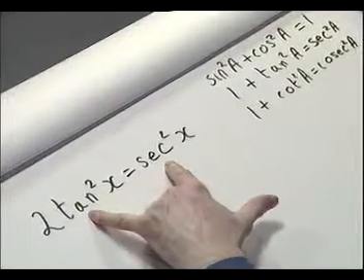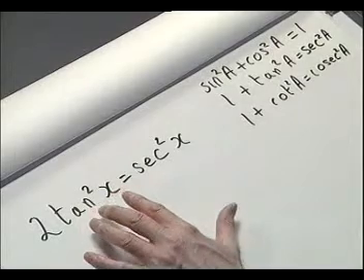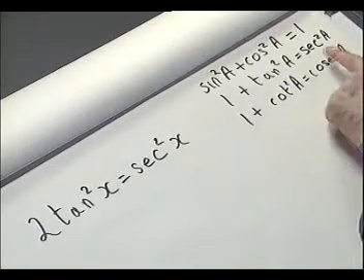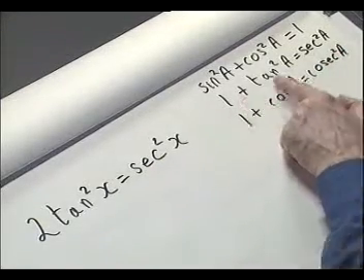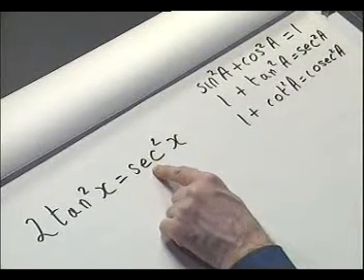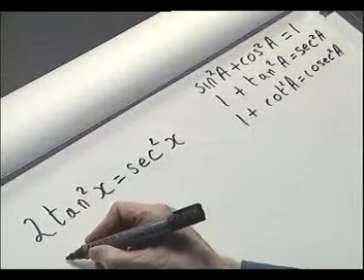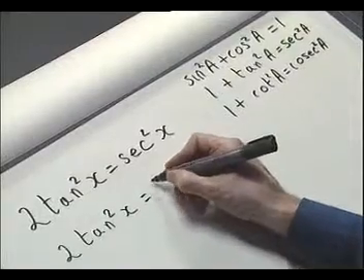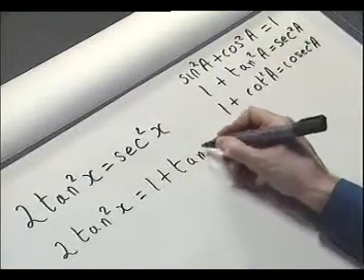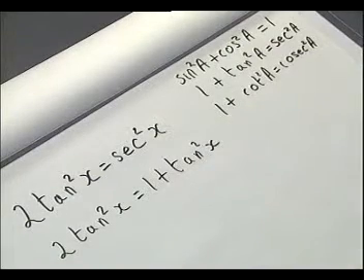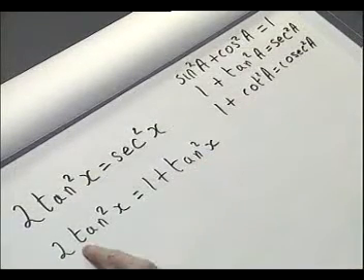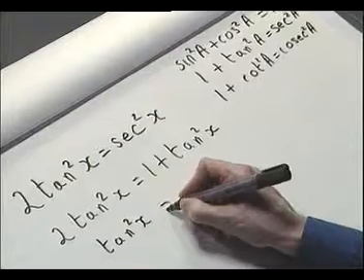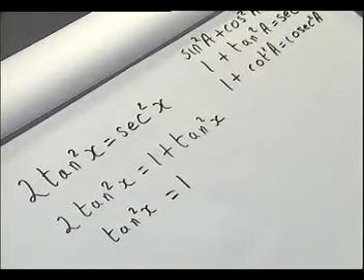So what we need to do then is get everything in terms of either tan or sec. Well, our identity says that sec squared is equal to 1 plus tan squared. So let's replace the sec squared here by 1 plus tan squared. So we have 2 tan squared x is equal to 1 plus tan squared x. And now we can take tan squared away from each side, which will leave us with 1 tan squared at this side, and equals 1 there.